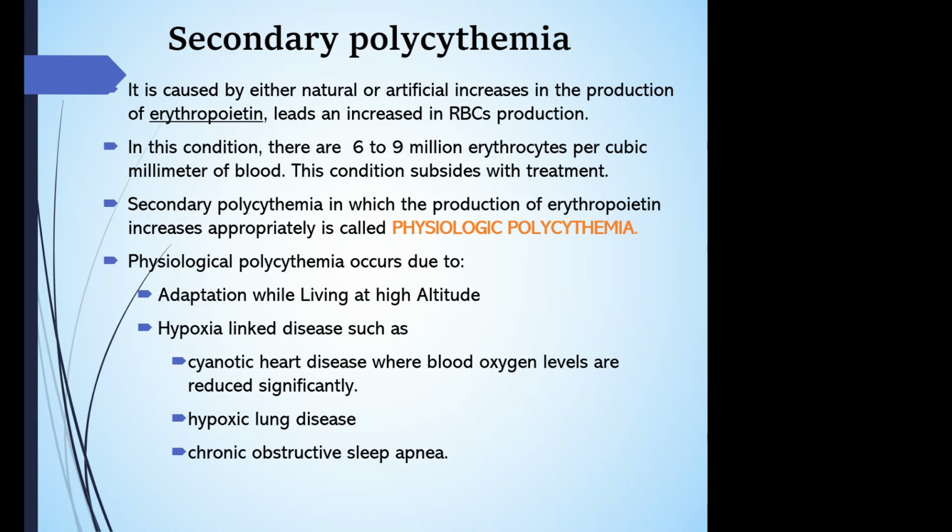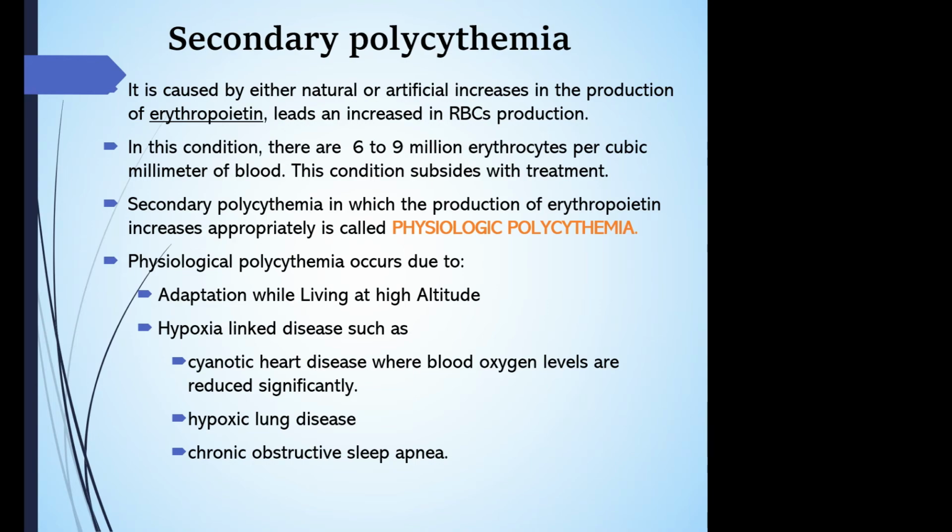Secondary polycythemia, in which the production of erythropoietin increases appropriately, is called physiological polycythemia. Remember here we are talking about erythropoietin. Physiological polycythemia occurs due to adaptation while living at high altitude.